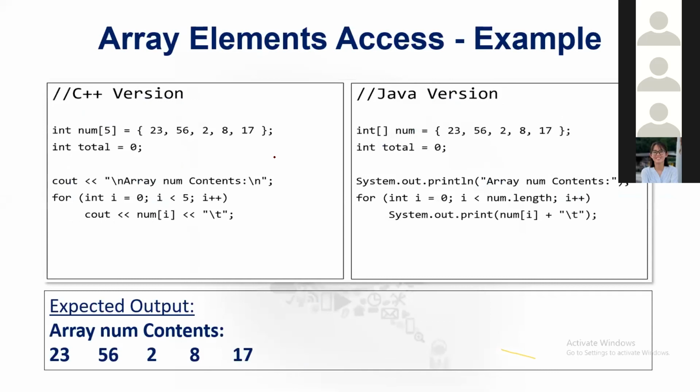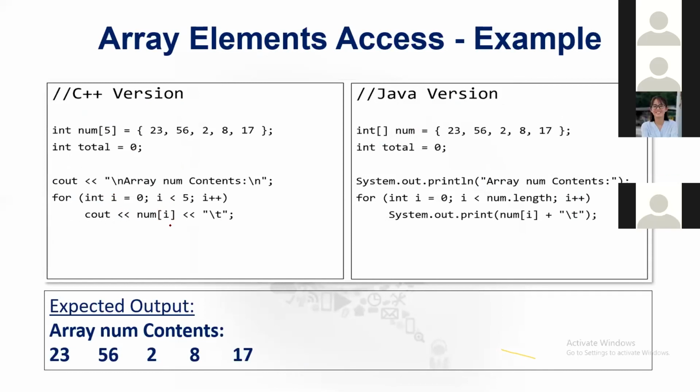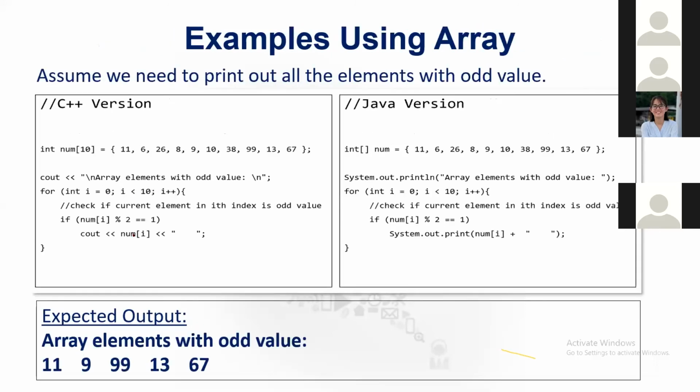The example here is the for loop. With the for loop, you change the index value inside the brackets. You control the index value. How do you control it? Using the for loop.